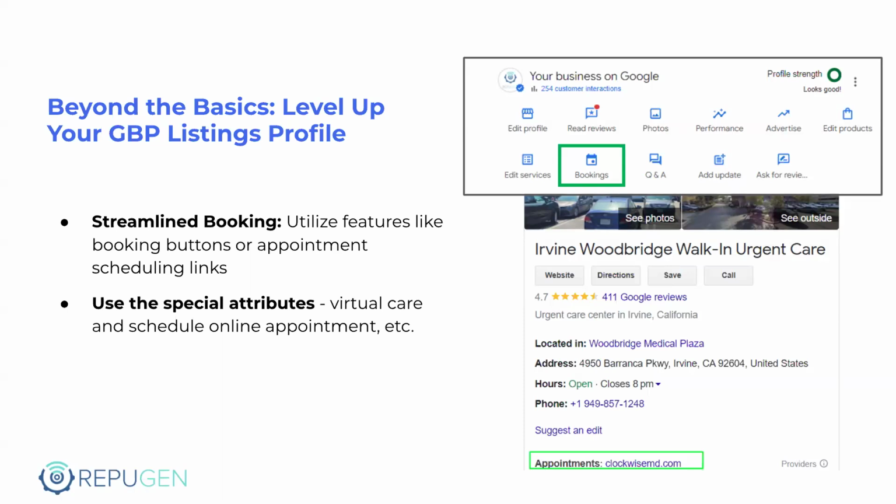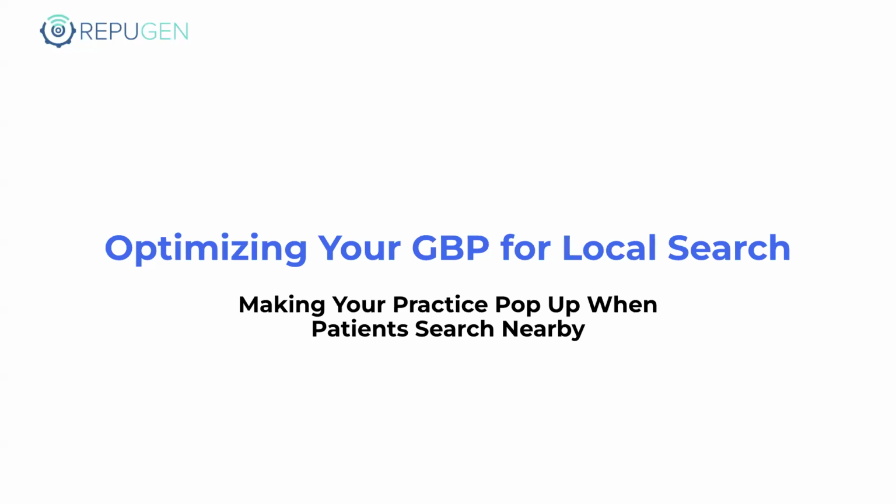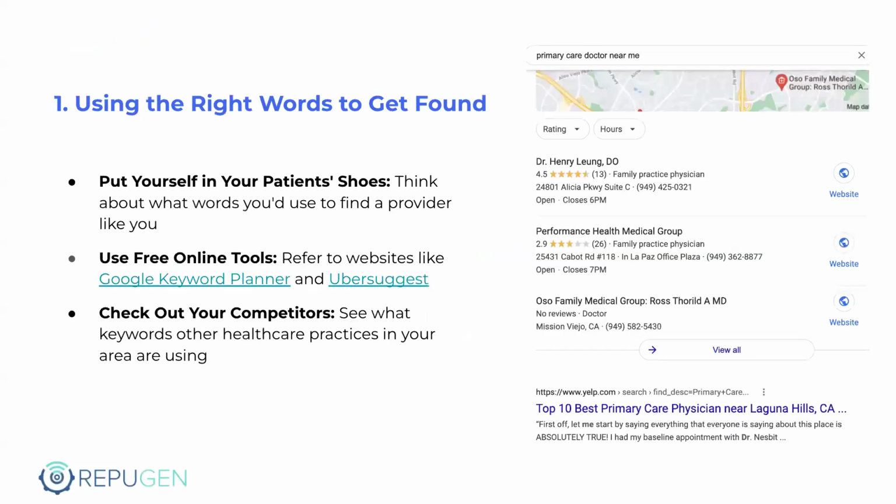So by implementing these additional features on your Google Business page, you're not just maintaining your GBP, you're optimizing it to drive patient engagement and improve the overall patient experience. It's about going beyond the basics and truly leveraging your profile to its full potential. Now let's talk about how to make sure your practice shows up when patients in your area search for the care you offer online. Using the right words to get found is very important.